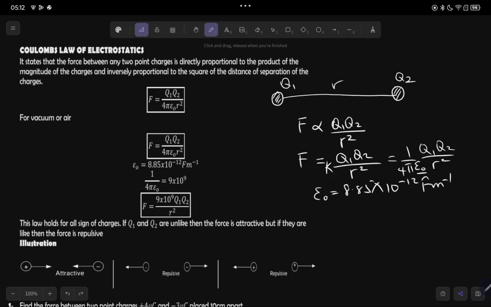In a vacuum or in air, epsilon naught is a constant and is called the permittivity of free space. When dealing with calculations, it is common practice to use 9 times 10 exponential 9 as the numerical value of the constant 1 over 4 pi epsilon naught, to shorten and simplify calculations.